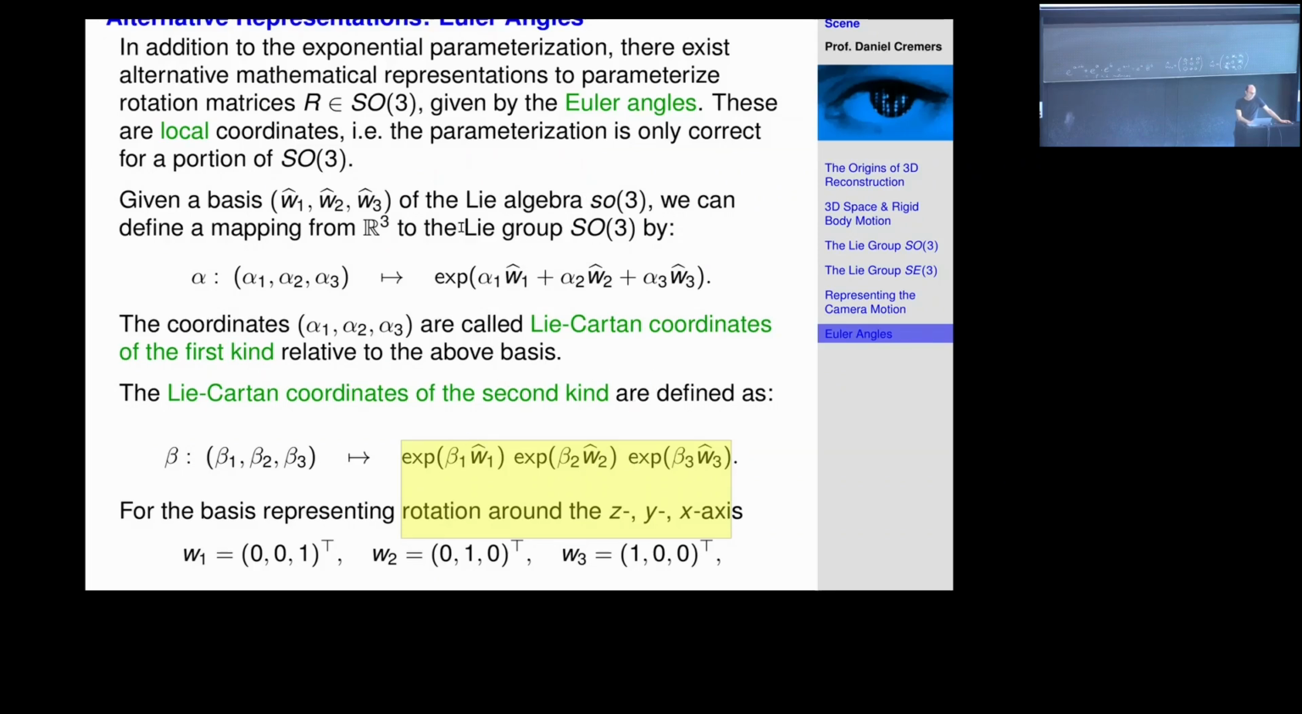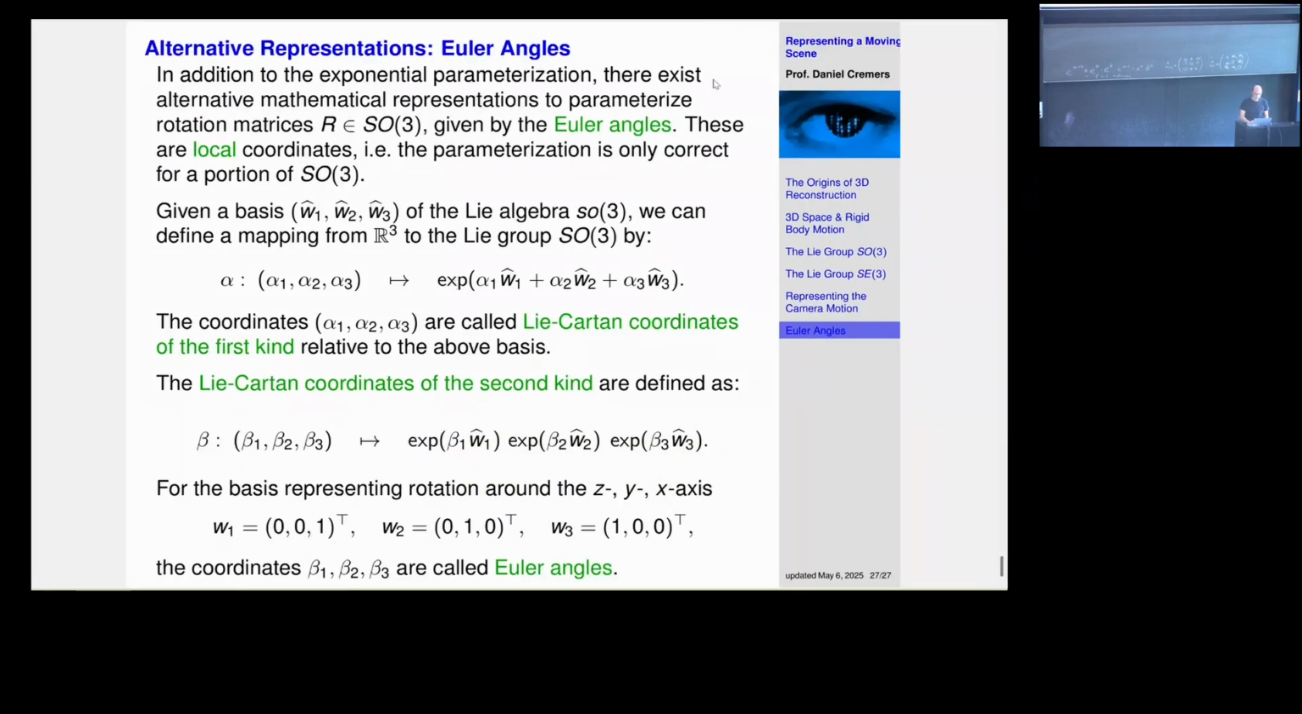But in practice, I find one can work fairly well with these Lie algebra representations and parameterizations, these exponential coordinates. And whether you choose the Lie-Cartan coordinates of the first or the second kind is really up to you. So that's it about Lie groups and Lie algebras and the representation of the camera movement.